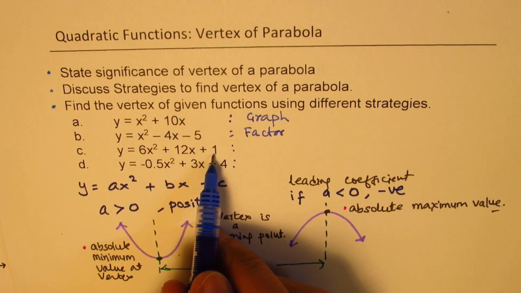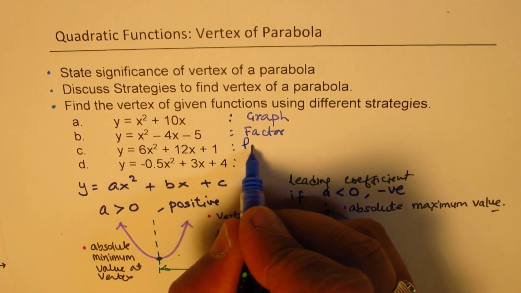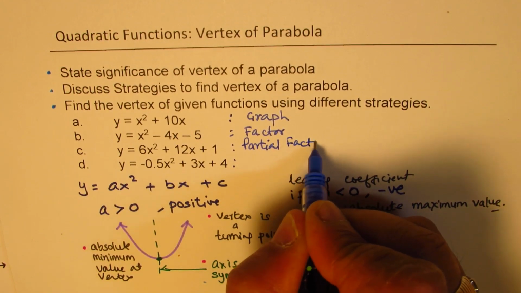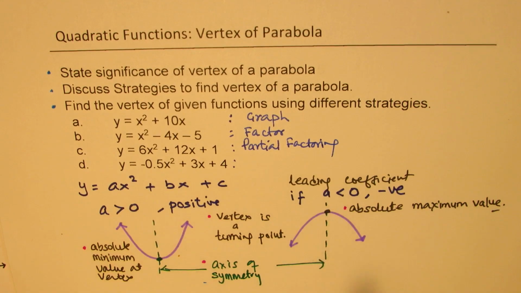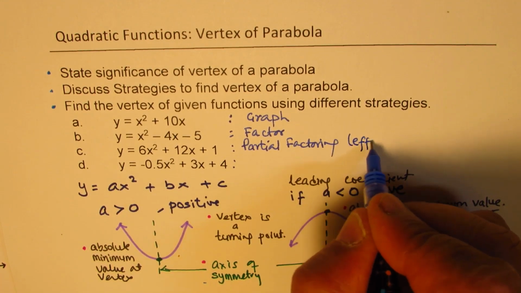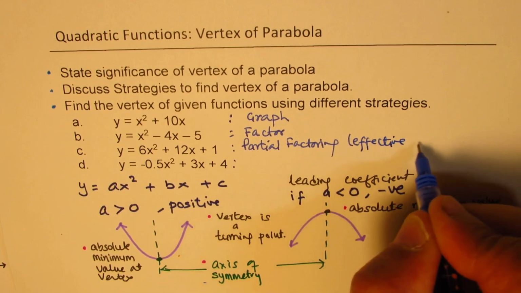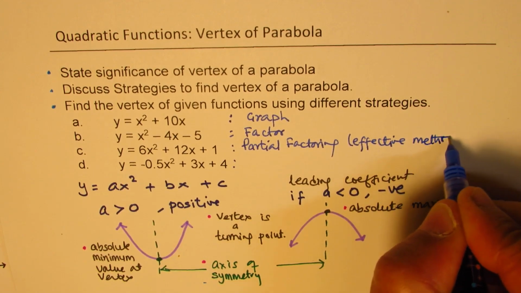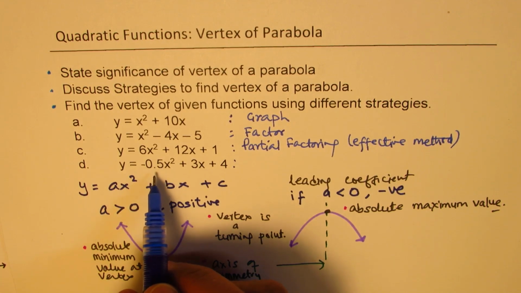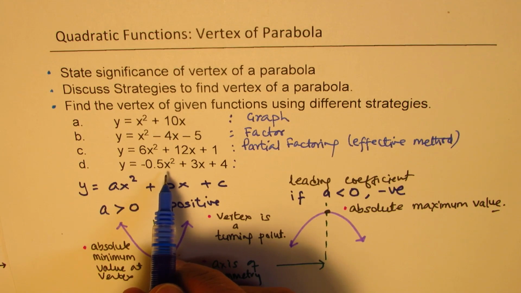Here we cannot factor. Now, a good strategy is partial factoring. This could be new for some of the students. However, it is a very effective method. So let me write down. Now the last one involves that decimal thing. So it's very difficult to factor also.